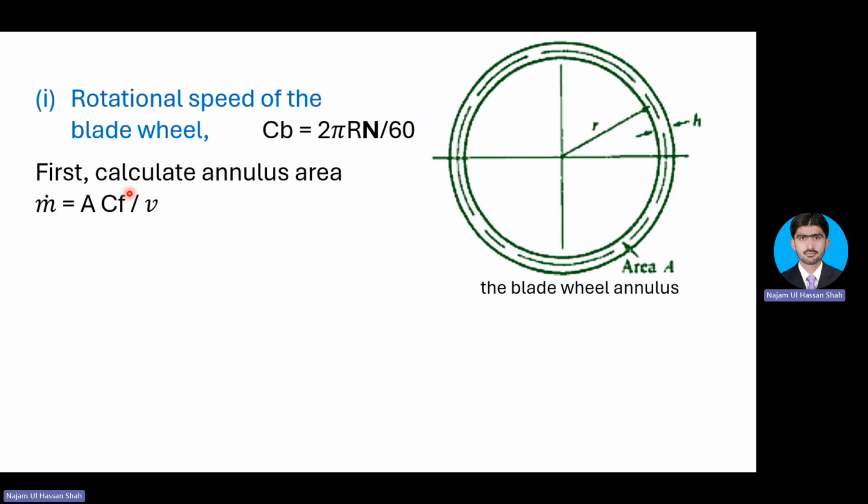We can calculate the annulus area from the formula of mass flow rate. It should be equal to m dot is equal to A into Cf over small v. A is the annulus area, Cf the flow velocity, that is the velocity perpendicular to the annulus area. And v is the specific volume.